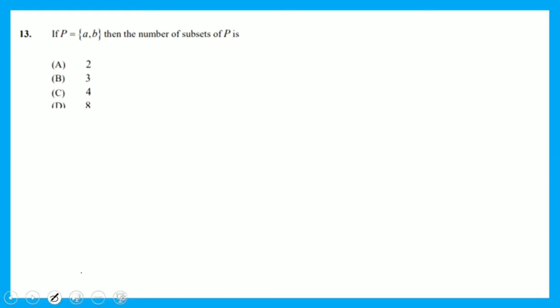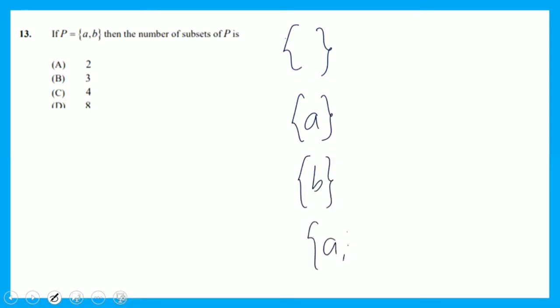So what are the different sets that we can get from the set A and B? So 1, we can get a null set. 2, we can take out a set with just A, 1 with just B, and 1 with both of them. How many subsets are those? That's going to be 4 subsets. So our answer clearly is C.